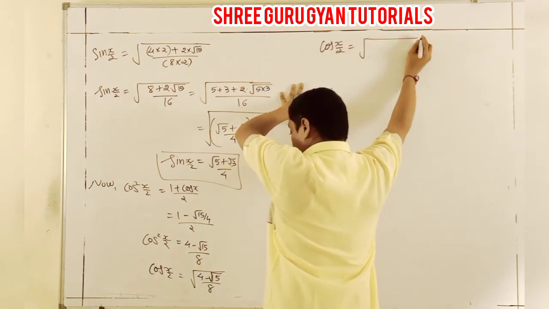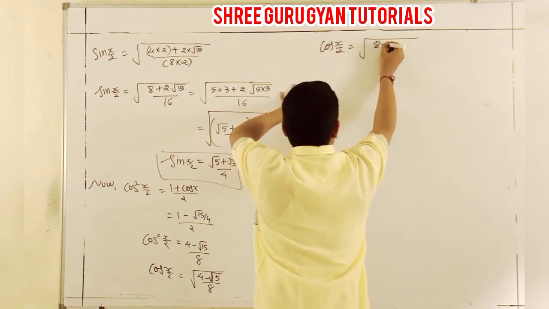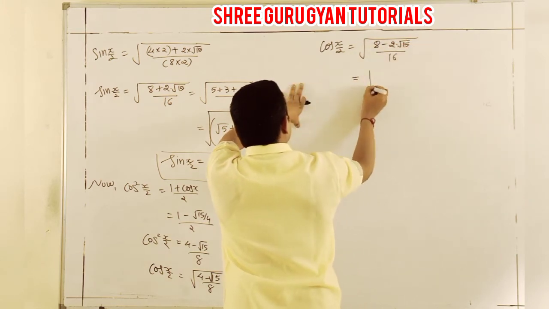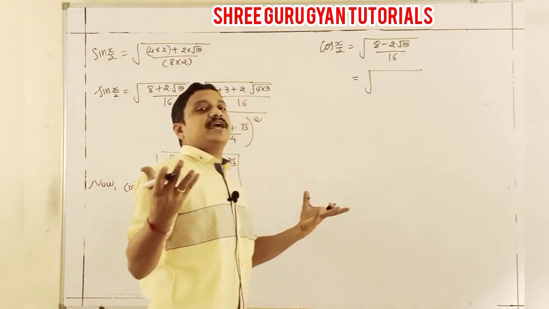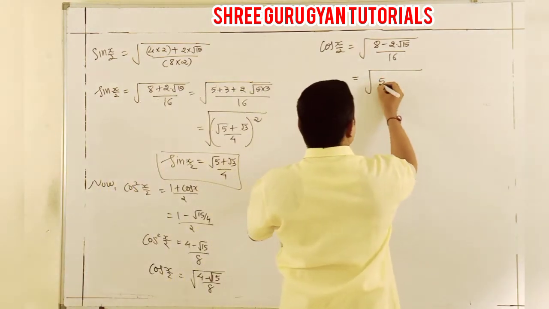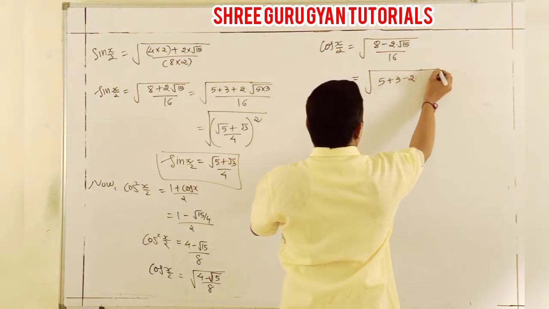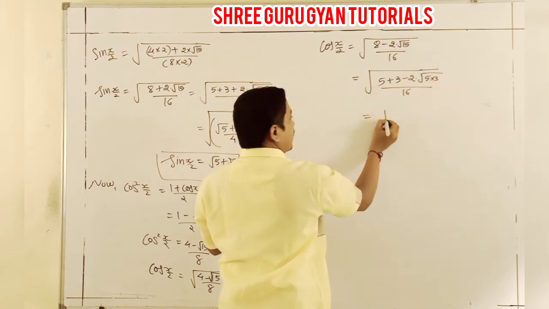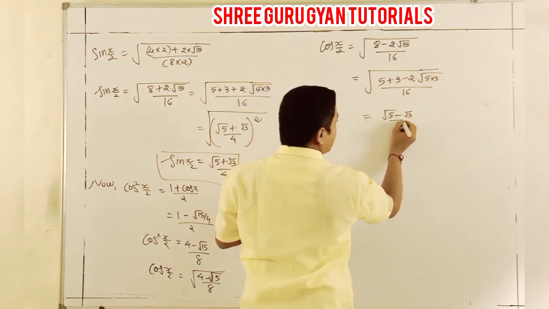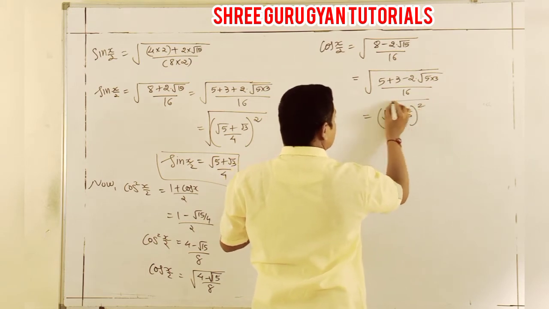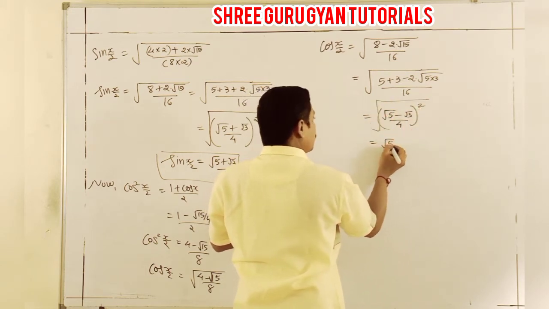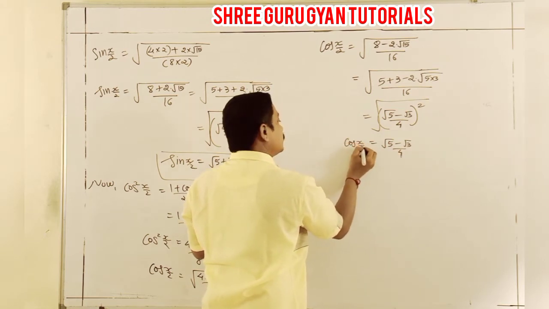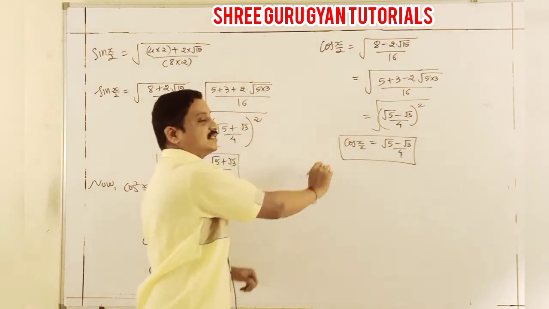Here also multiply by 2. Then 8, 2 root 15, and here 16. 15 splitting, but I want the 8: 5 plus 3, and here also 5 into 3. So it is a perfect square: (root 5 minus root 3) by 4. Root same. So (root 5 minus root 3) by 4. That's my answer for cos x by 2. Students, here your second answer is done.